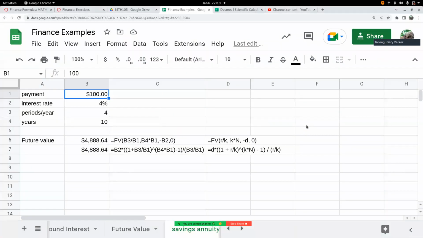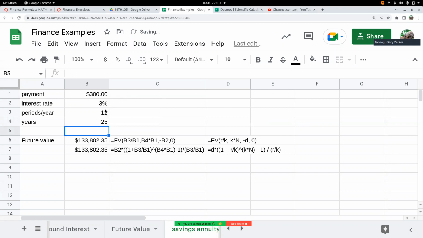Let's try this using a spreadsheet. So our payment amount is $300. Our interest rate is the yearly rate of 3%. Since we're compounding monthly, that's 12 periods per year. I'm going to do that for 25 years.